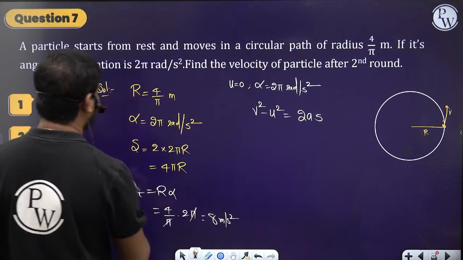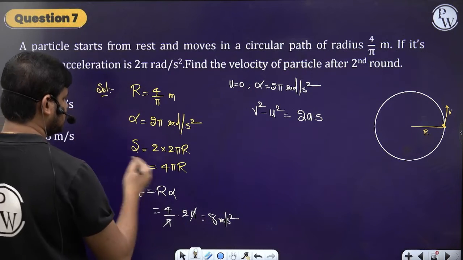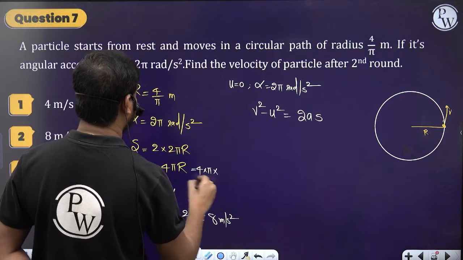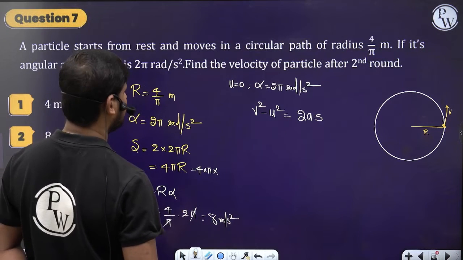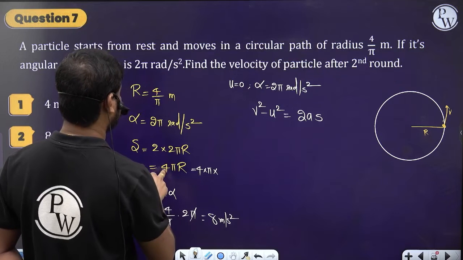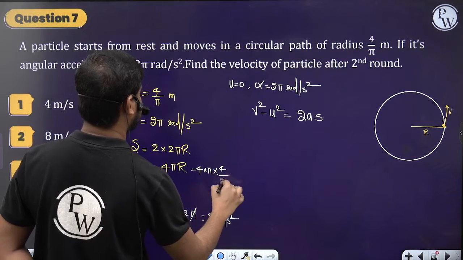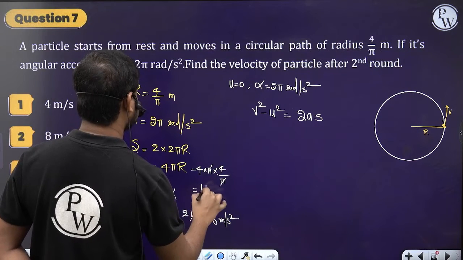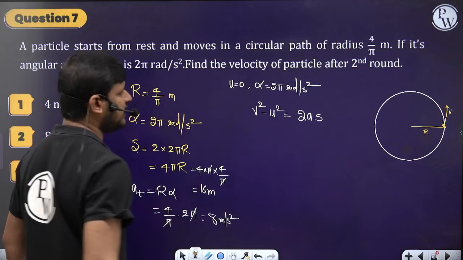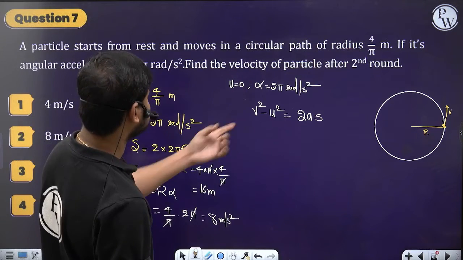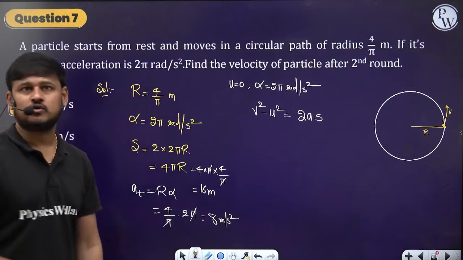So we have got a as 8, and then here also you can substitute the values. 4 into pi into what is the radius? So 4 into pi into radius, which is 4 by pi, is nothing but total 16 meters. So you know S, you know a, and what we need to find is the velocity V. So the only unknown is velocity V.